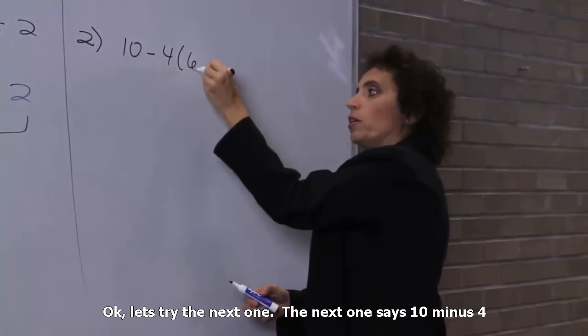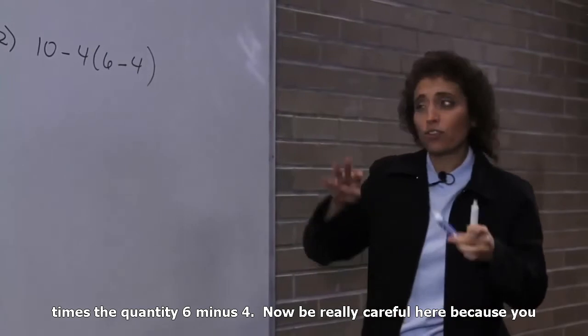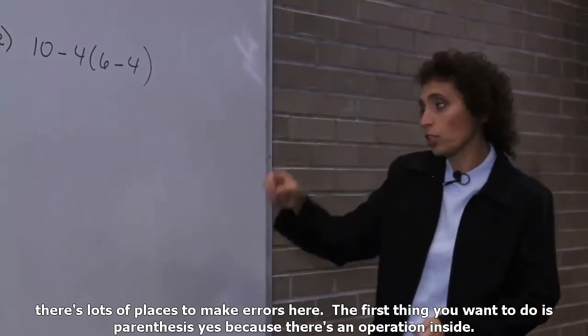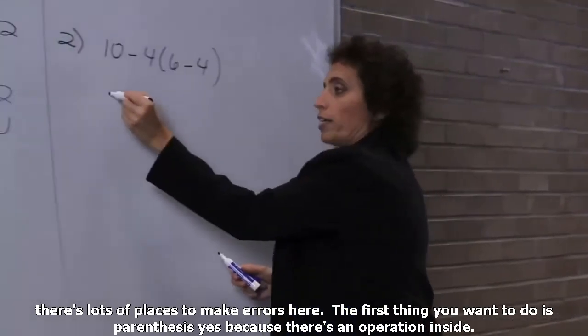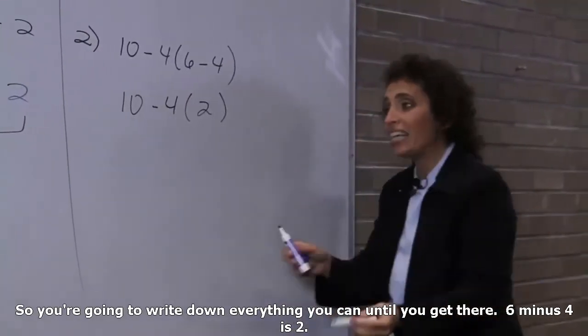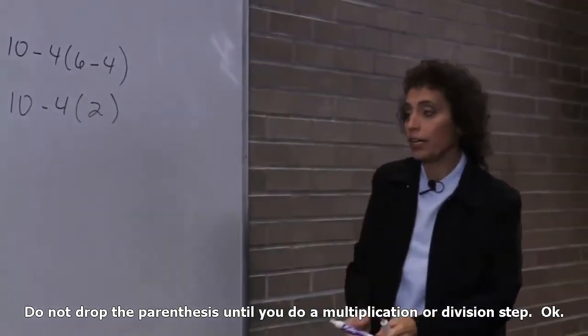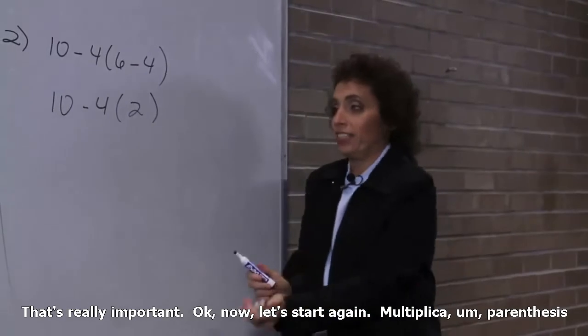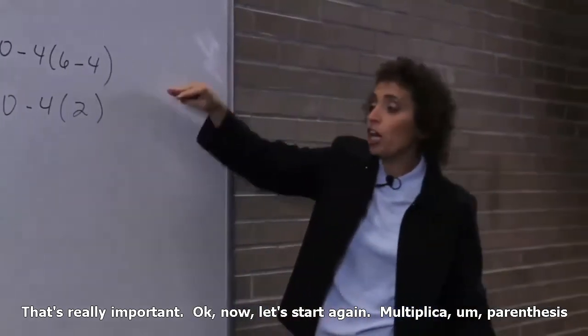The next one says 10 minus 4 times the quantity 6 minus 4. Now be really careful here because there's lots of places to make errors here. So the first thing you want to do is parentheses, yes, because there's an operation inside. So you're going to write down everything you can until you get there. 6 minus 4 is 2. Do not drop the parentheses until you do a multiplication or division step. Okay, that's really important.